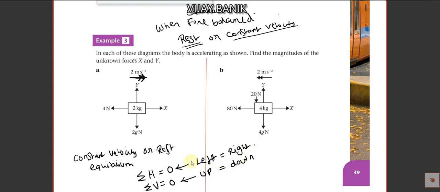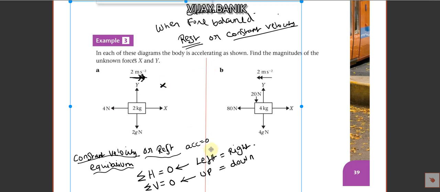When do we use this equation? When your object is at constant velocity, at rest, in equilibrium, or when your acceleration is 0. Remember, at constant velocity, acceleration is 0. So total upward force is equal to total downward force, and total left hand side is equal to total right hand side. But in this particular case, it is not in equilibrium. Therefore, the formula will change.